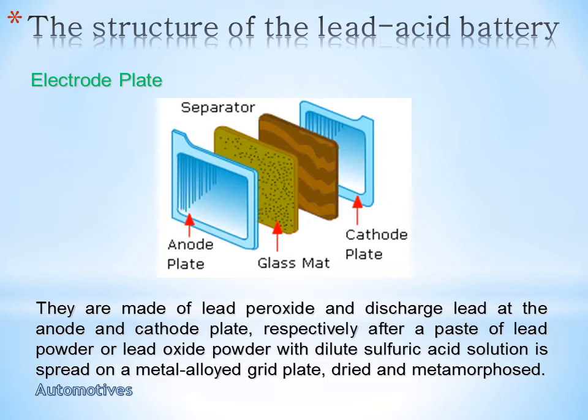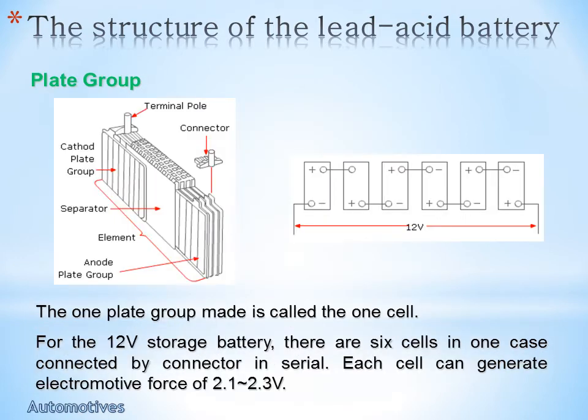The structure of the lead acid battery. Electrode plate. They are made of lead peroxide and discharge lead at the anode and cathode plate, respectively, after a paste of lead powder or lead oxide powder with dilute sulfuric acid solution is spread on a metal alloy grid plate, dried and metamorphosed. The structure of the lead acid battery. Plate group. The one plate group made is called the one cell. For the 12-volt storage battery, there are 6 cells in one case connected by connector in serial. Each cell can generate electromotive force of 2.1-2.3 volt.